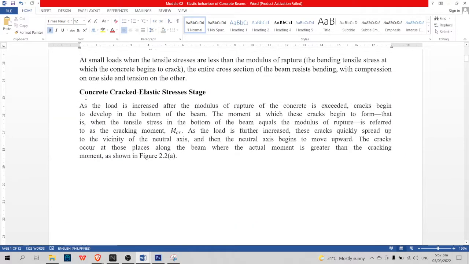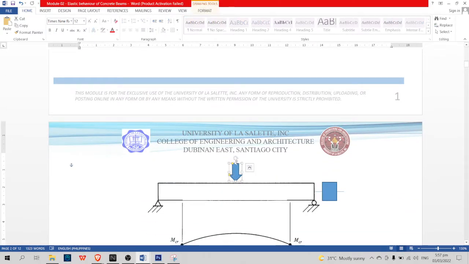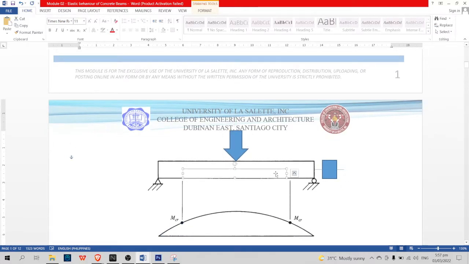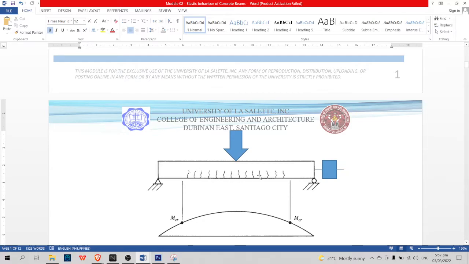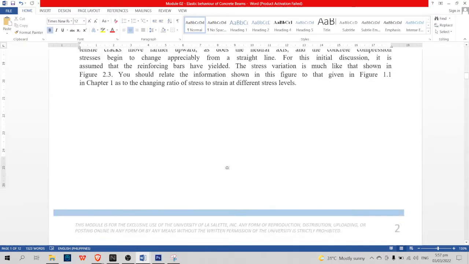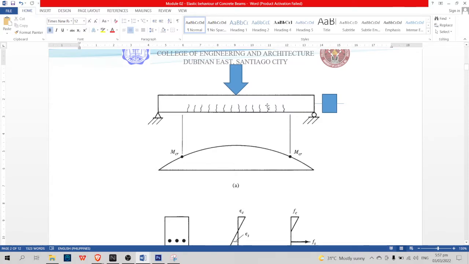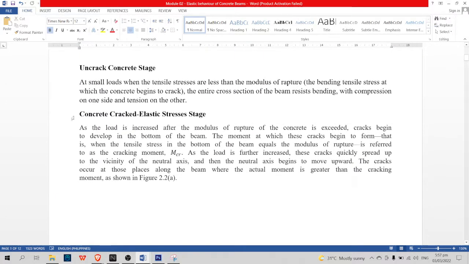So, then for the next stage, as the load increases, sabi niya, as the load increases, yung load natin lumakas, then it is expected for the beam to have visible cracks na. Okay. Ngayon, pagdating sa cracked section na, sa cracked concrete, tawagin na lang natin itong as cracked section.